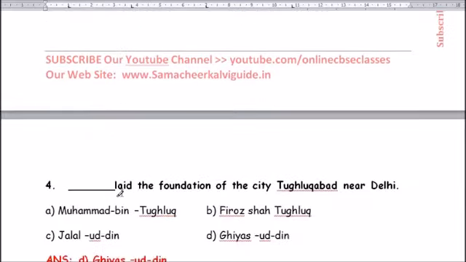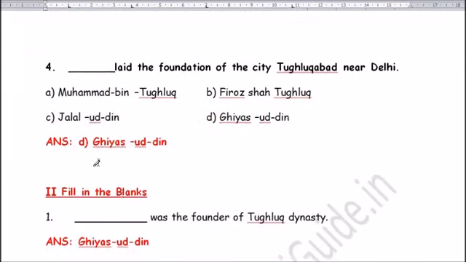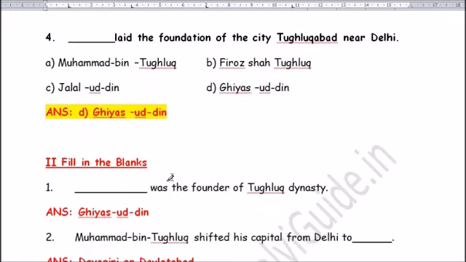Moving to question number 4. Dash laid the foundation of the city Tughlaqabad near Delhi. Option A Muhammad bin Tughlaq, option B Firoz Shah Tughlaq, option C Jalaluddin, option D Ghiyasuddin. And the answer is option D Ghiyasuddin. Ghiyasuddin laid the foundation of the city of Tughlaqabad near Delhi out of the booty looted from Pratapa Rudra of Warangal.